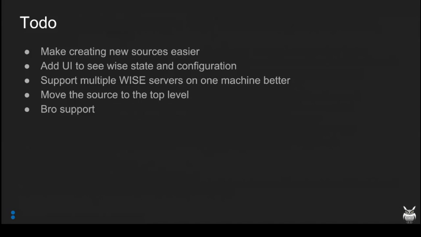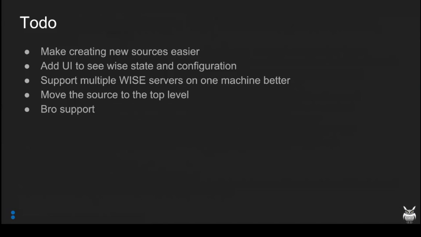Cool. So some of the things we want to do this year to WISE to make it better is we want to make it even easier to add new sources, especially ones that require code. Right now it's kind of complicated and not documented very well. So that's a big thing that we're doing. We're going to also add some UI to WISE so that you can actually go to a UI and do things with WISE. Right now you can have an API, but it's kind of hidden. So we want to make it easier to use.